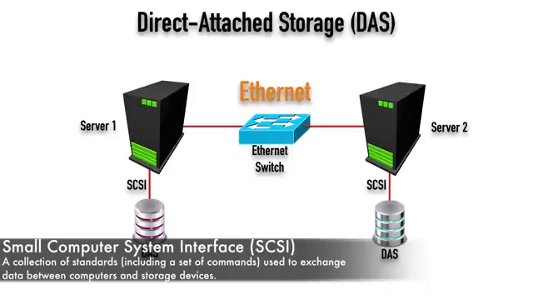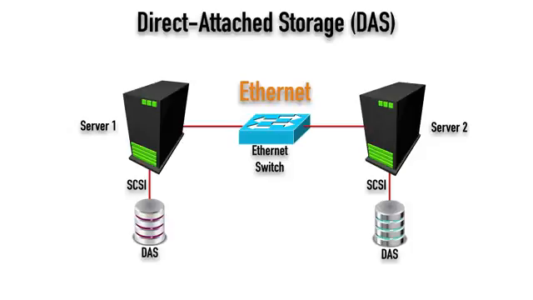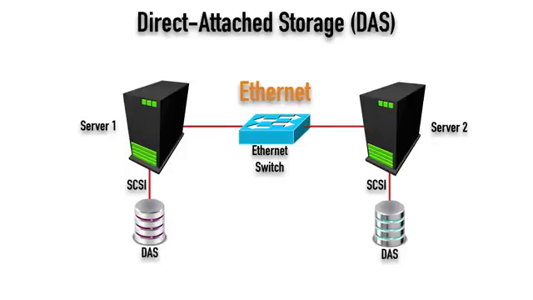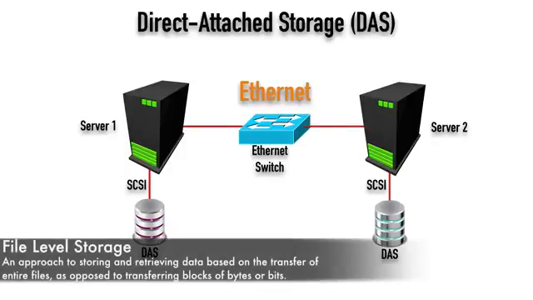And when this server is accessing information from the hard drive over SCSI, it's using what's referred to as block-level storage. Block-level storage is very efficient because instead of trying to retrieve or send entire files at a time, we're dealing down at a low level. We're dealing with bytes and bits. We're dealing with a block of data. So block-level storage is more efficient than file-level storage.